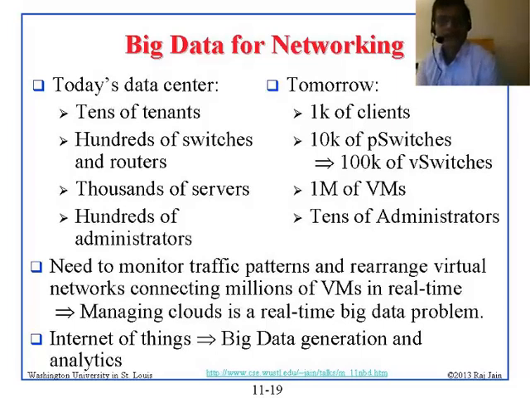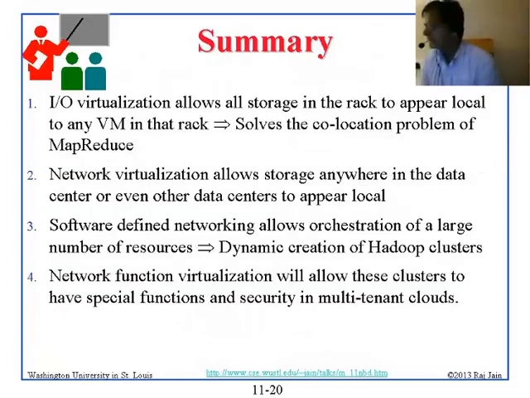All right, so summary. The summary is that I/O virtualization allows all storage in the rack to appear local to any VM in that rack, solving the co-location problem of MapReduce. So we saw how, without moving any data, the data becomes local to any VM in the rack by using MRIOV. That was the first thing, right?